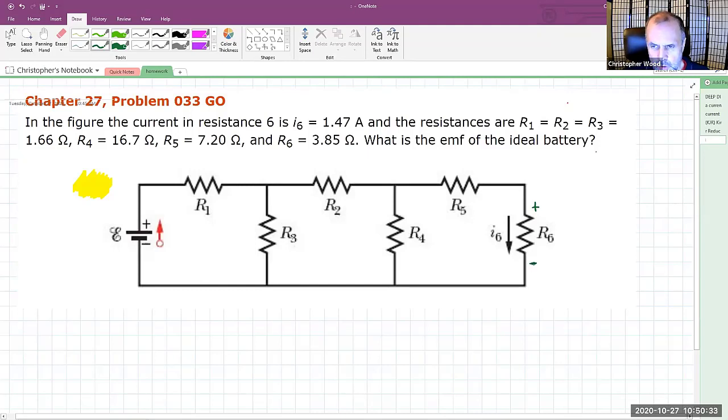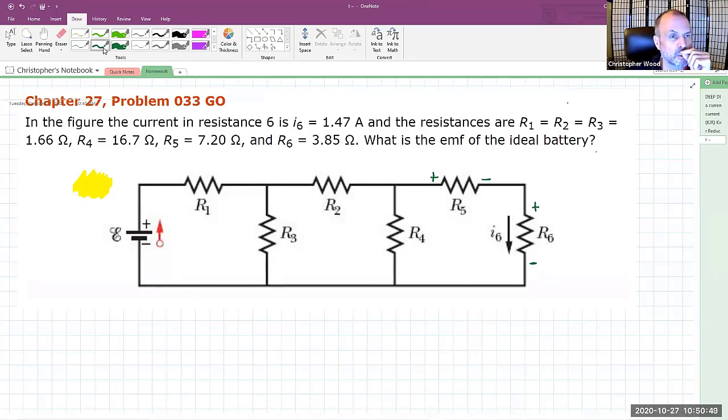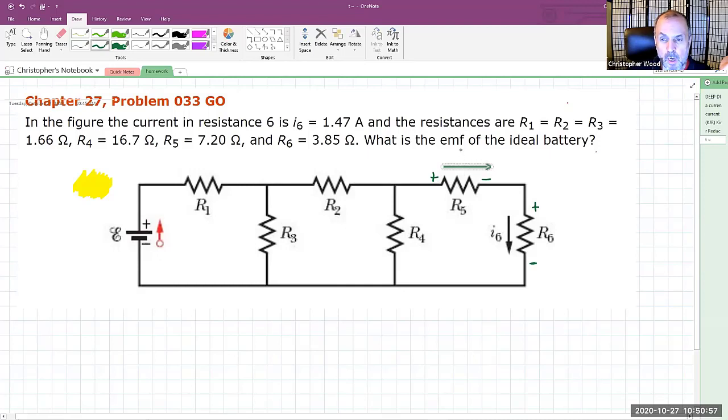Why? Because of the convention. Current always flows into a resistor's positive terminal and exits the resistor's negative terminal. This has to be plus, and that has to be minus. I don't even have to think about it. It just is because they're in series. That's a series connection. The other thing I can say is that this also must be I6. Same current, series connection. The current flowing through R5 must be the same as the current flowing through R6 because they're connected in series. So I got a lot out of that. I know my positive terminals and negative terminals.